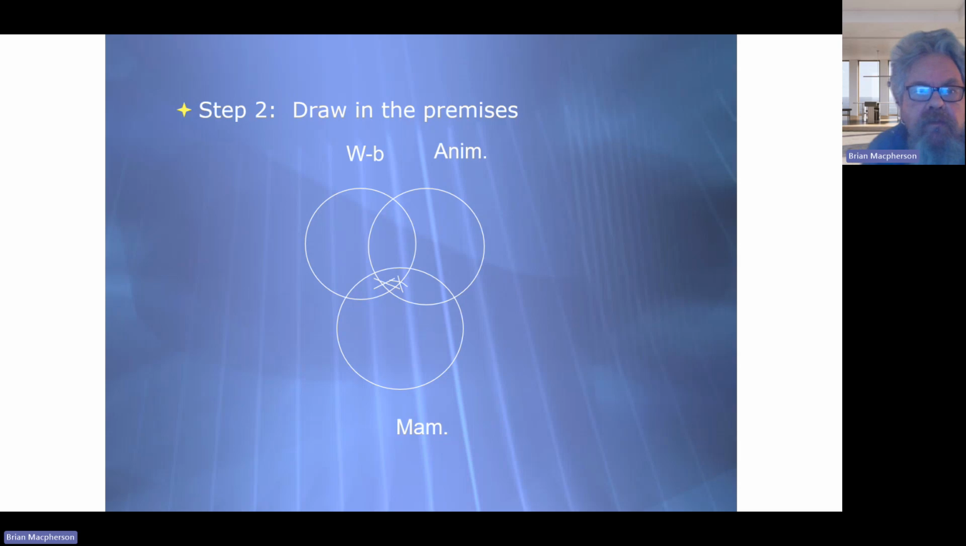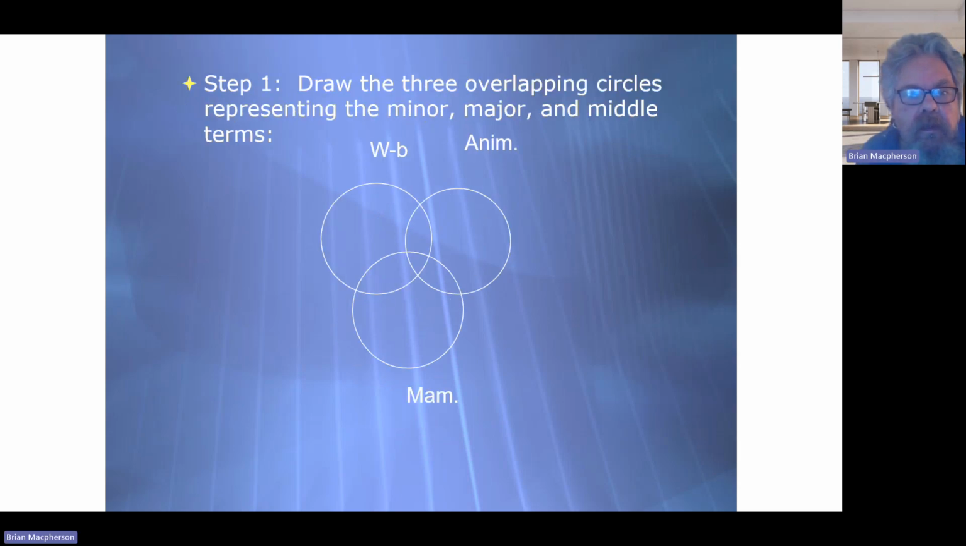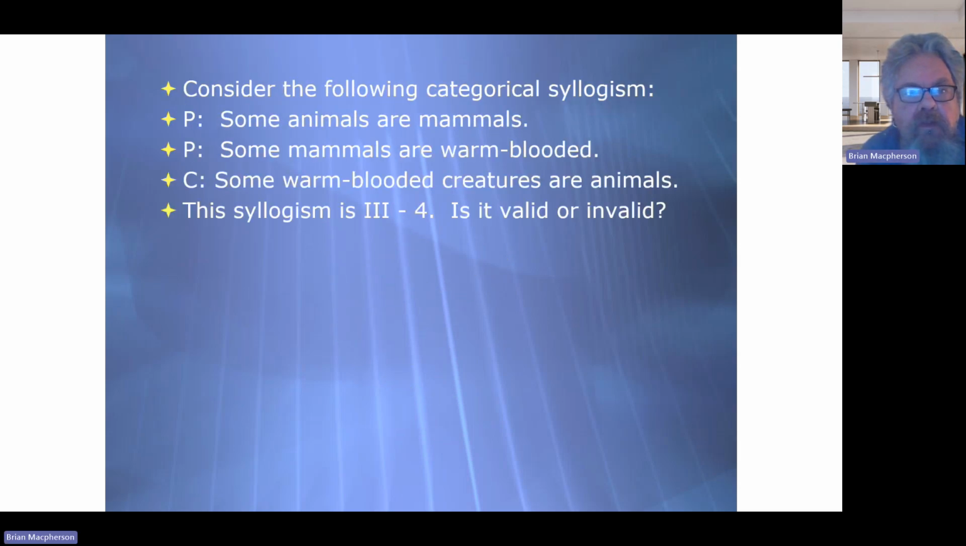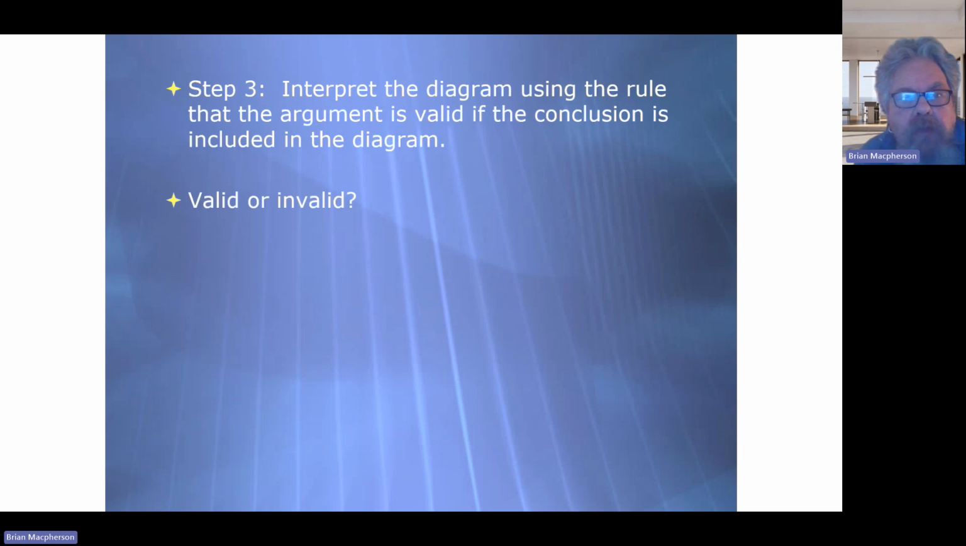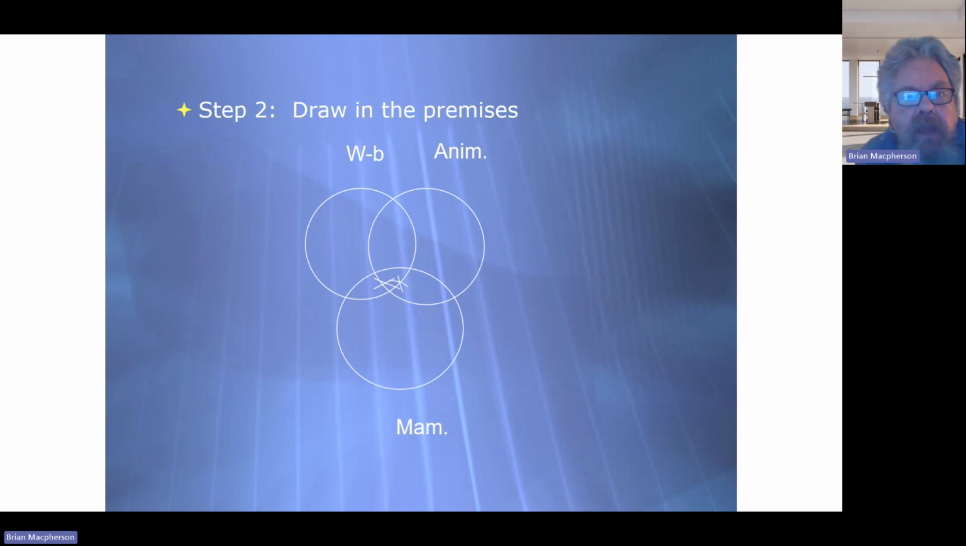So let's go back and see what the conclusion is. The conclusion is some warm-blooded creatures are animals, okay? Some warm-blooded creatures are animals. That means that there has to be an X in the area of intersection between warm-blooded and animals. But notice that the X's are on the line. They're not decisively in this area of intersection. So is it valid or invalid? In fact, the argument is invalid, right? Because there is no X in the area of intersection between warm-blooded and animal.